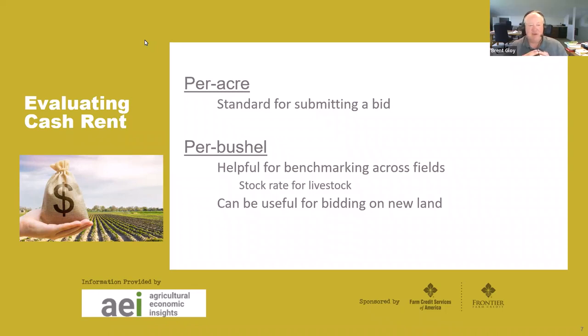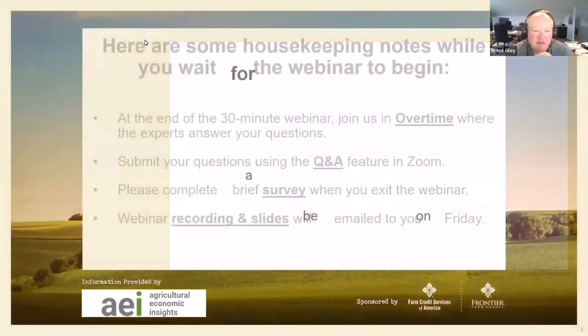Fertilizer is another one. Sometimes if I look at my operation, I see some fields might have similar per acre costs, but when you look at per unit of output, you see very different results based on the quality of the land. So really useful, I think, to think about cash rent also on a per bushel basis. And same thing with livestock as well.